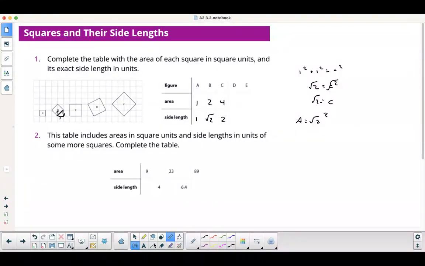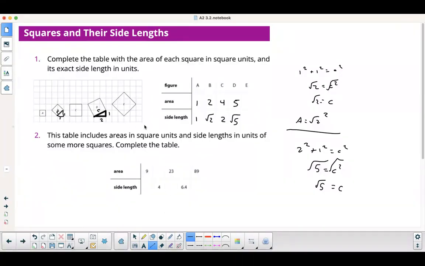Let's go to D down here. Here's my triangle. This is 2, 1, and we'll call that c. So 2 squared plus 1 squared equals c squared. So that's going to be 5 equals c squared. When I square root both sides, the square root of 5 is my side. And when I square that, it just gets rid of the radical and I get 5.